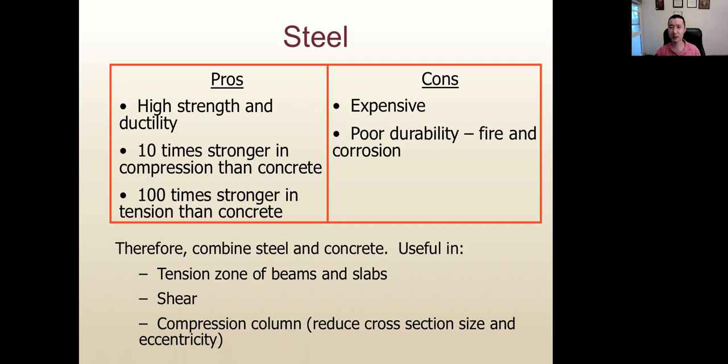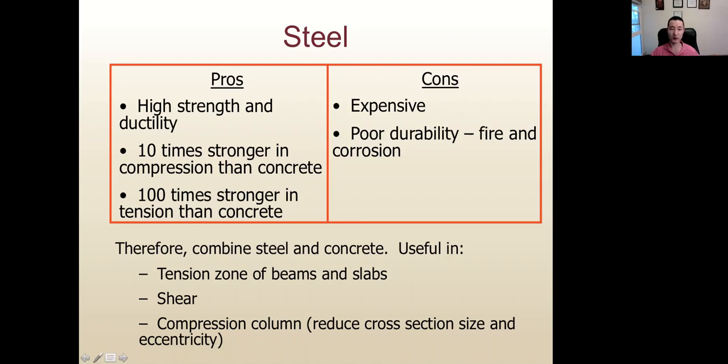The downside of steel is, first of all, it is much more expensive, and it's not very durable. The resistance to fire, high temperature, and corrosion is not very good. That's why for steel members, we need fireproofing, and we also need to ensure the corrosion resistance of the steel member is good enough. Because of this, we need to combine the steel and the concrete together.